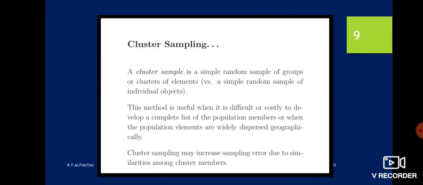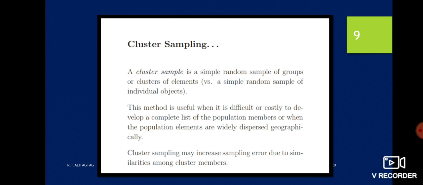Next. Meron pa tayong fourth type of probability sampling. This is the cluster sampling. A cluster sample is a simple random sample of groups or clusters of elements. This method is useful when it is difficult or costly to develop a complete list of the population members, or when the population elements are widely dispersed geographically.